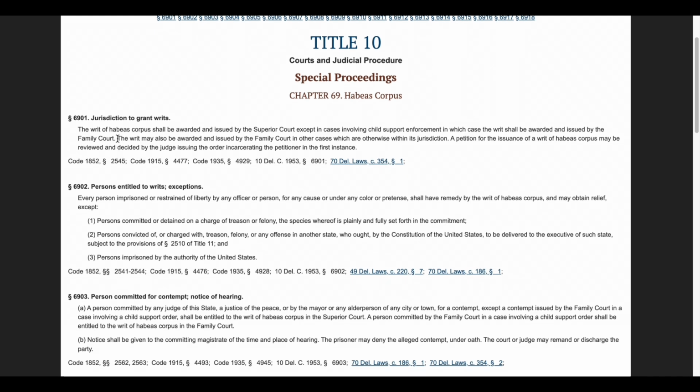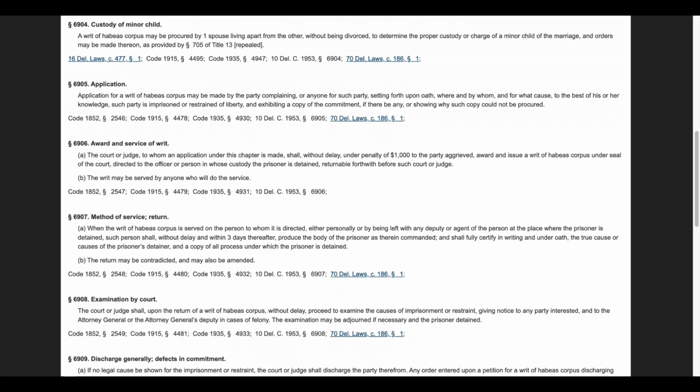You get the idea. A writ may also be awarded and issued to, let me see, I'm trying to see something else I was looking for. A petition for the issuance of a writ of habeas corpus may be reviewed and decided by a judge issuing the order incarcerating the petitioner in the first instance. Okay, but bottom line, you already know, I showed y'all in the application, you got to do it under oath, and you also have to have your evidence attached to it.